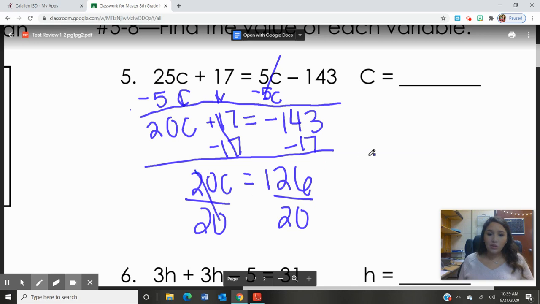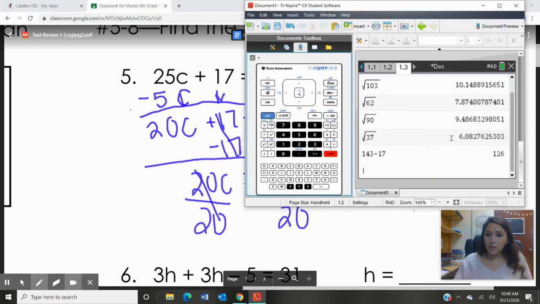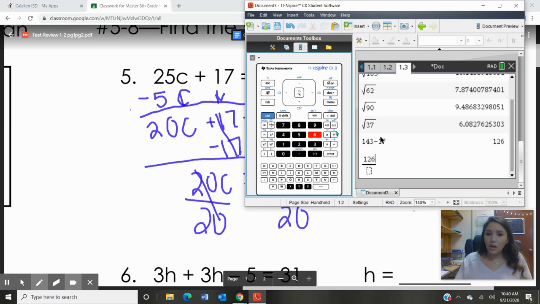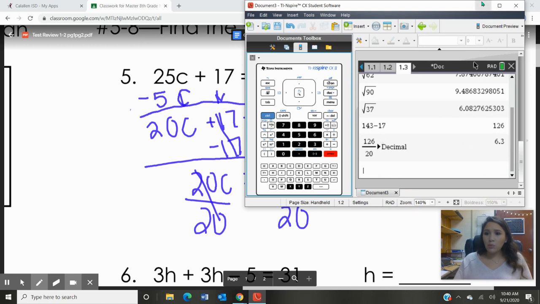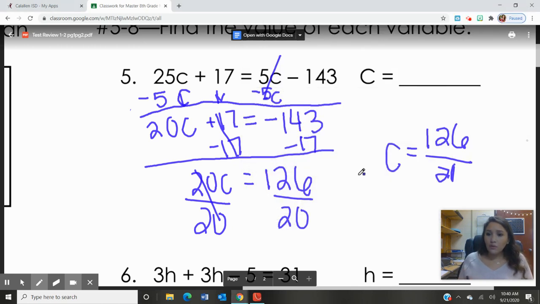When I do that, my 20s cancel out. I'm left with c equals 126 divided by 20. I need to put this in my calculator and get the decimal equivalent. So what I'm going to do is control divide, 126 on the top, 20 on the bottom. I'm going to step out of the fraction by clicking on the right arrow, and then I'm going to use the command menu to 1. I'm going to press enter, and my number is 6.3. So this is equivalent to 6.3, so c equals 6.3.